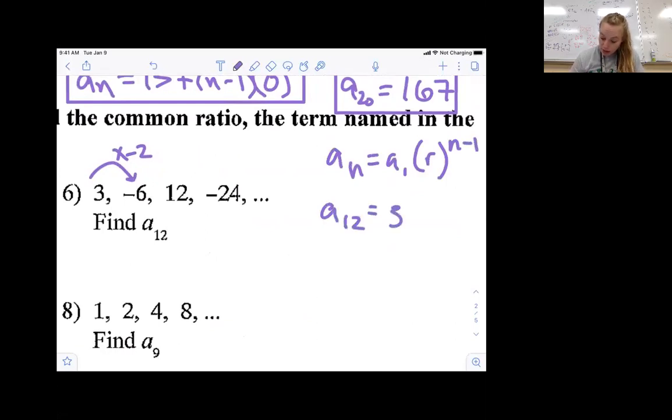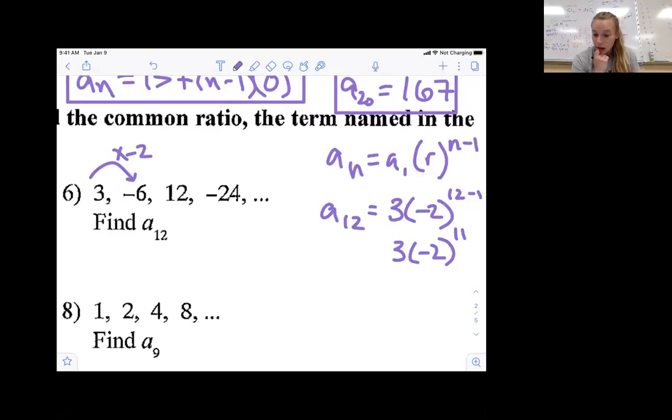My first term is 3. My r, my common ratio, is negative 2. And I'm doing it to the 12 minus 1. So 3 times negative 2 raised to the 11th. Just a little helpful hint: when you are raising a number to an odd exponent, it stays whatever sign you have. So I'm about to raise a negative number to the 11th power. I can just do 2 to the 11th and know that that's going to be a negative number. Anything you raise to an even exponent is going to be a positive number. So I've got to do 2 to the 11th and then do 3 times that.